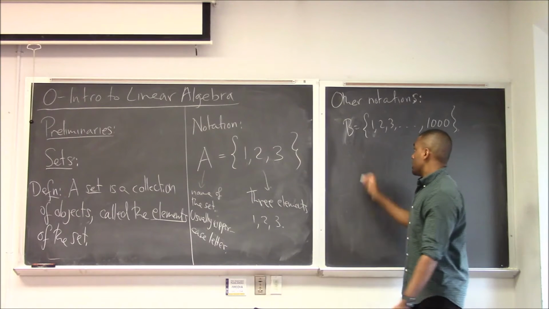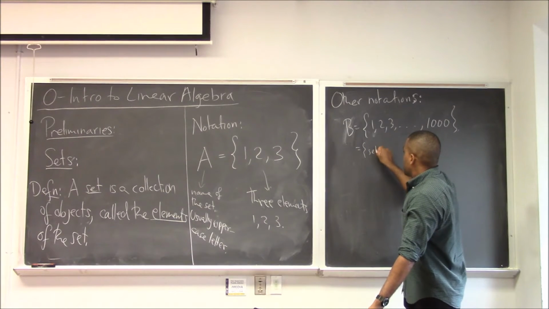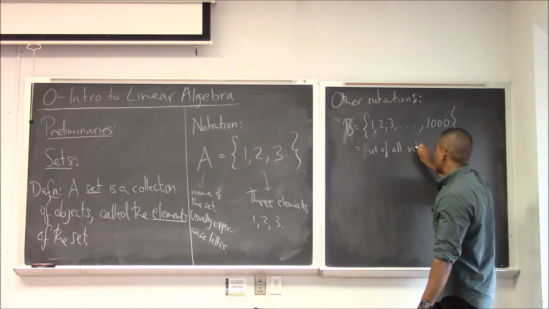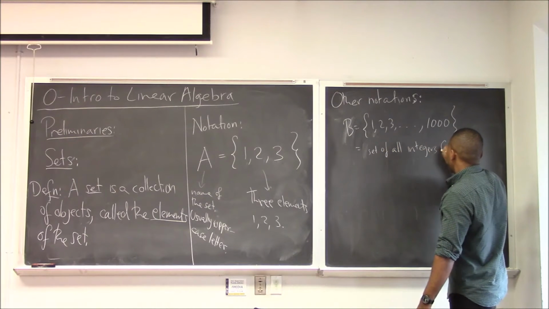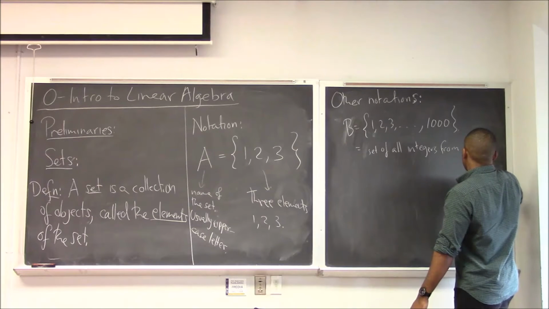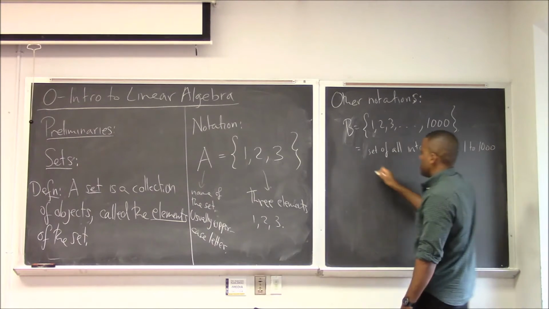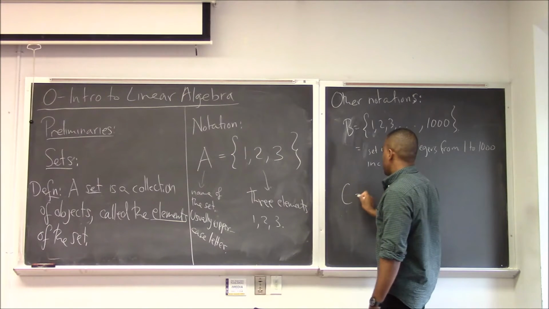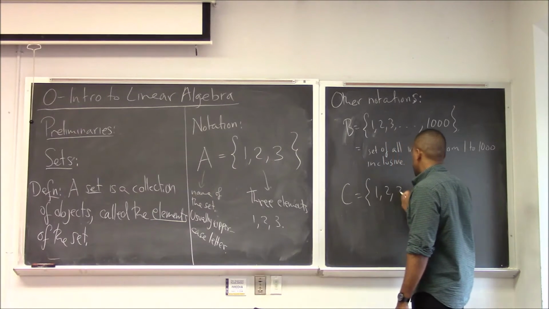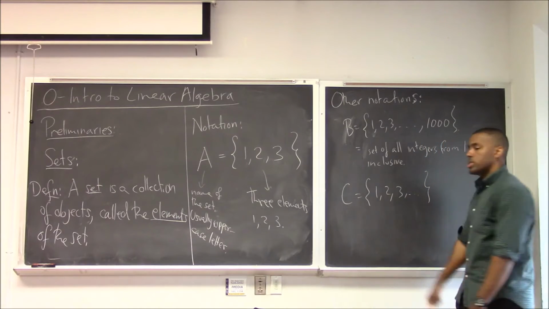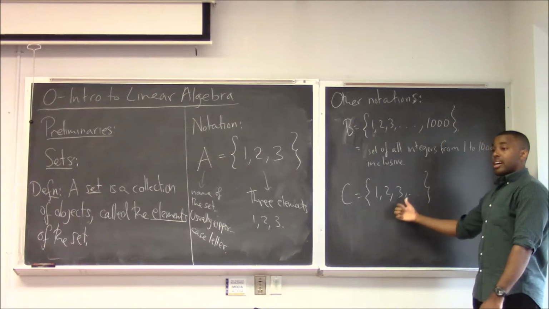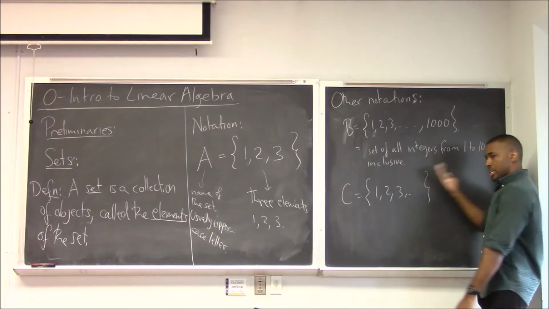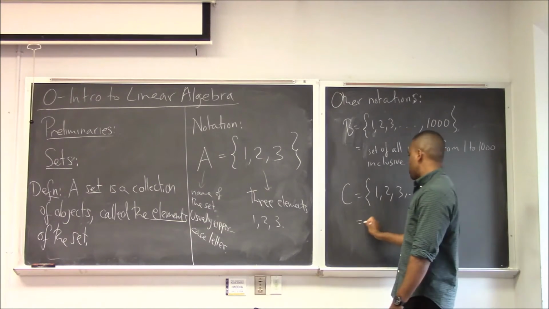So this is the set of all integers from 1 to 1,000, inclusive. You can also put ellipses at the end and just close it, which means that the pattern continues indefinitely and there is no stopping point. Keep going. So this is the set of all positive integers.